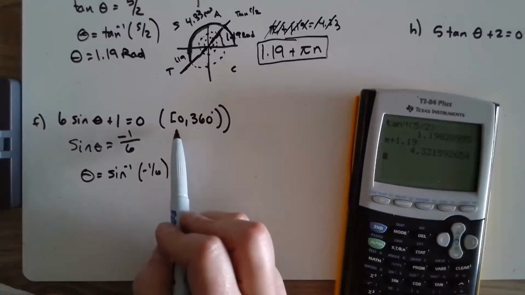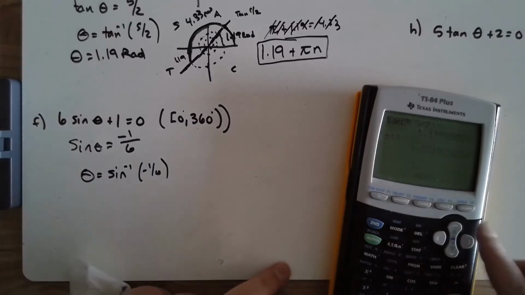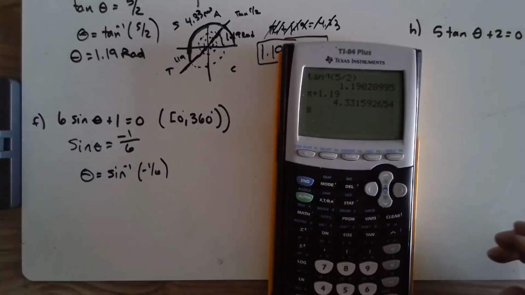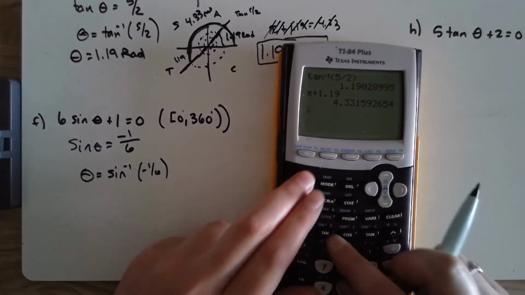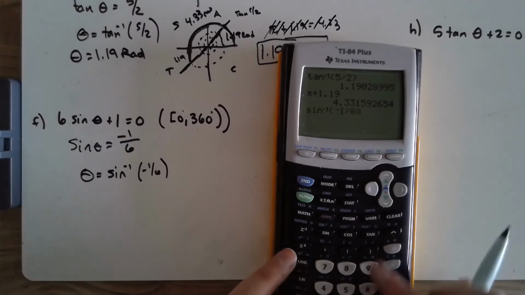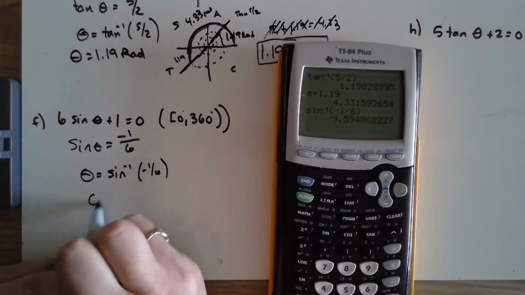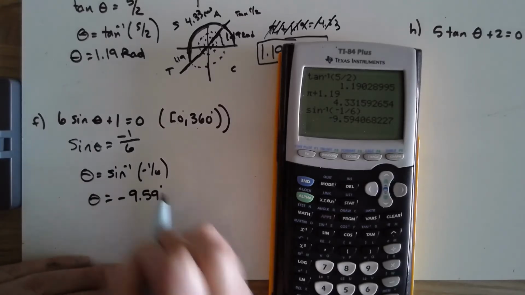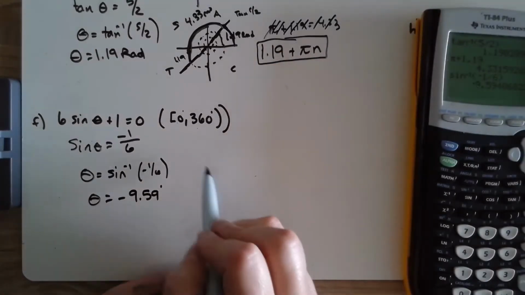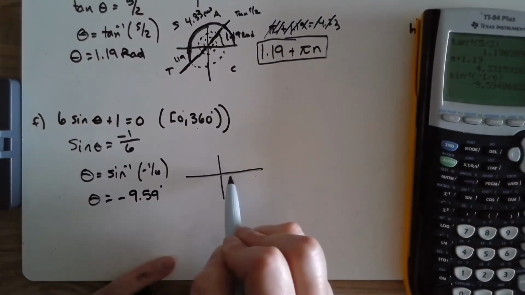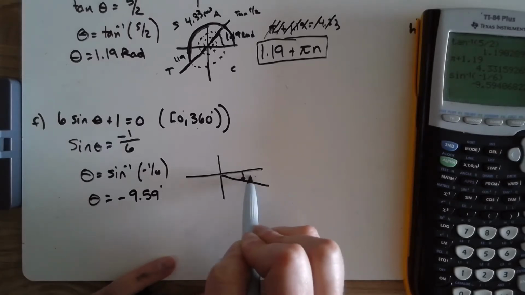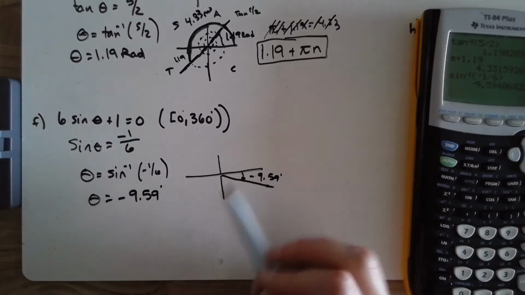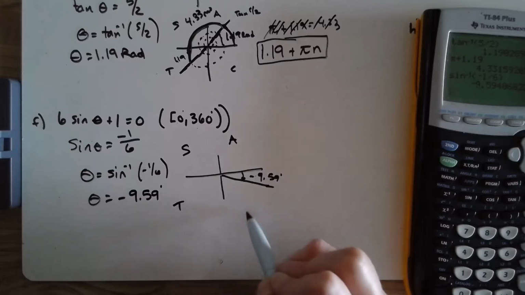Okay, if you notice, my interval is 0 to 360 degrees, so I'm going to go back and change this to degrees. Today's one of those days where you go back and forth. Okay, so I'm going to go inverse sine or arc sine of negative 1/6. So theta equals negative 9.59 degrees. Okay, so let's look at this. Negative 9.59 degrees. Okay, so it's back. All students take calculus.